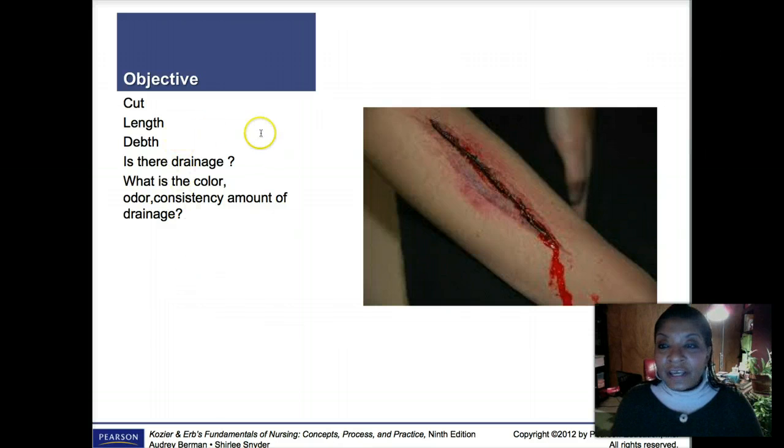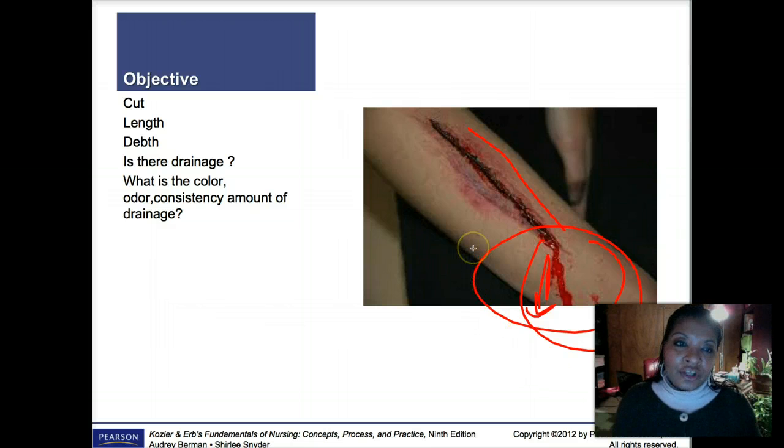We have here again a cut. You're going to look at the cut and you're going to determine, what is the length of the cut? Is there drainage from the cut? What color is the drainage? Is it bloody? Is it serous? Is there odor? What is the consistency? Is it dried? What is the length and depth of the wound? So you look at something, you want to get more information about it.